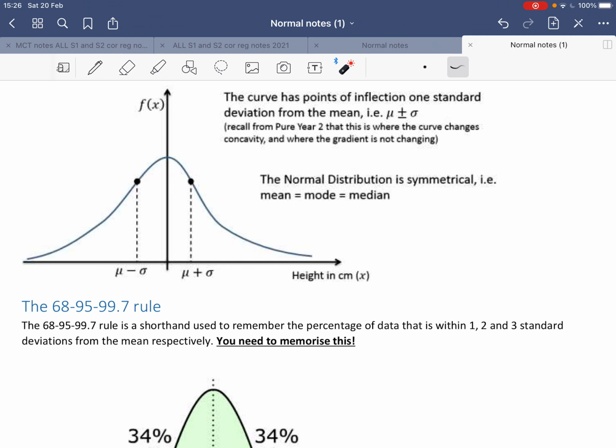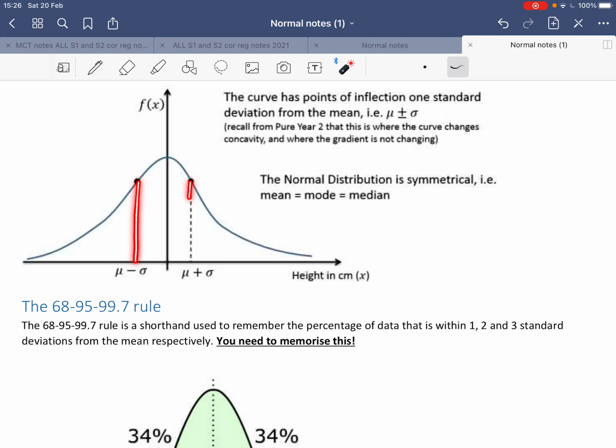Okay, the curve has a point of inflection at 1 standard deviation from the mean. So that's here. Okay, so standard deviation is sigma. So mu plus sigma is 1 standard deviation above the mean. So that distance from there to there will be sigma. And that is 1 below the mean. The normal distribution is symmetrical. So the mean and the mode and the median are all equal. We've said that all before.